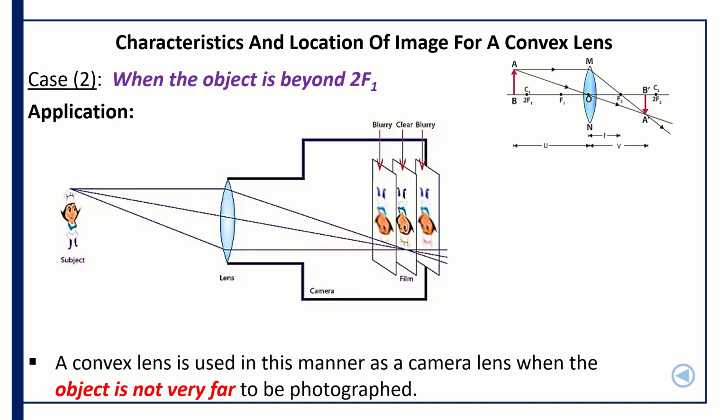Now, a convex lens is used in this manner as a camera lens when the object is not very far to be photographed, right? So we'll use this for objects which are not very far from the camera, so that we get a real, clear picture of that object.